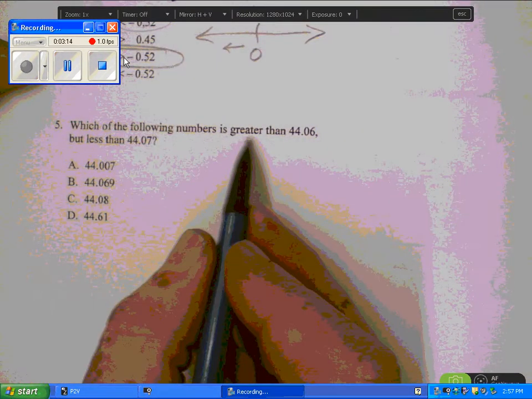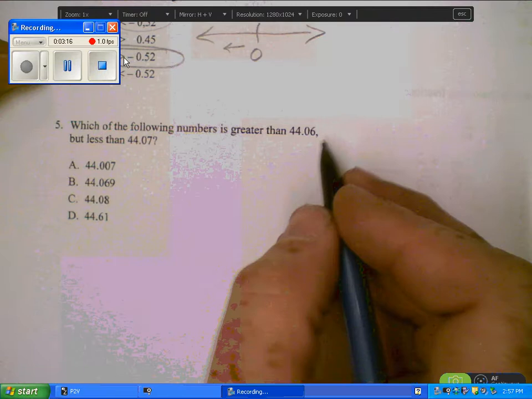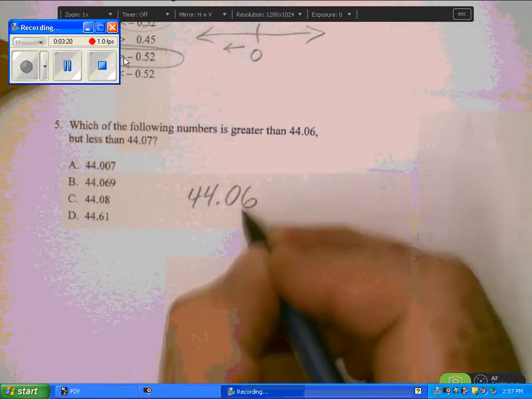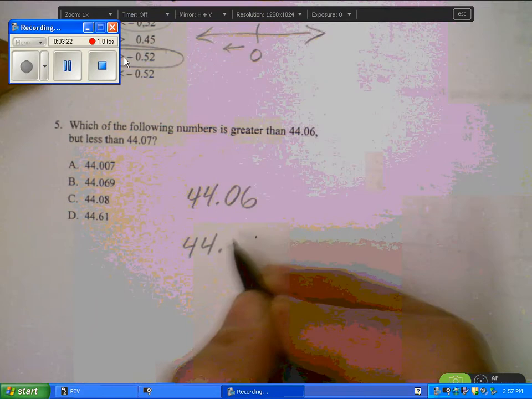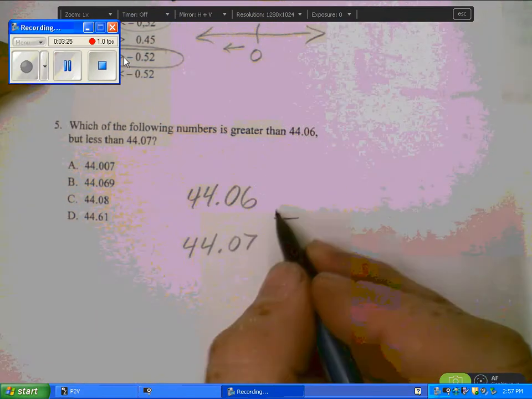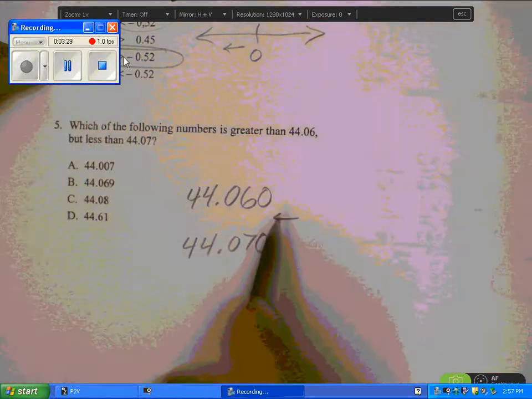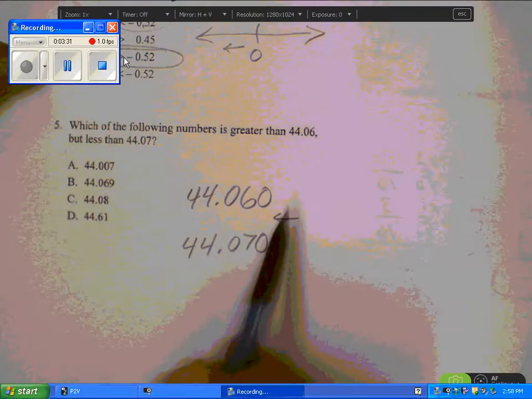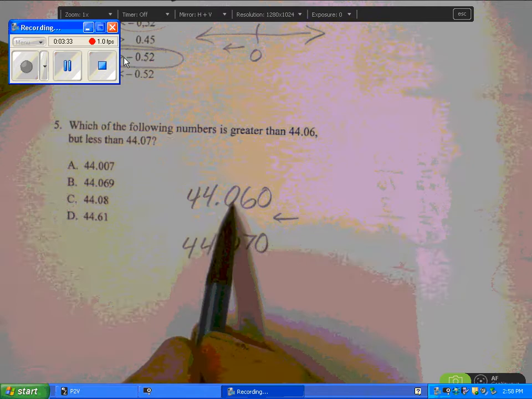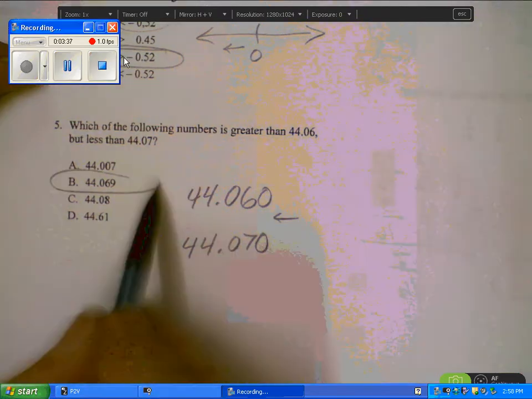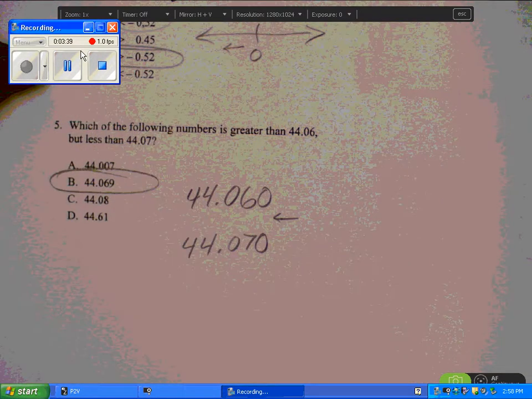Which of the following numbers is greater than 44.06 but less than 44.07? You can maybe write it this way, it might help. And you want a number that's in between there. You might even add a 0 to the end of each of those so you can compare them a little better. So you're going from 44.060 to 44.070. Well, that one right there is going to be in between those two.